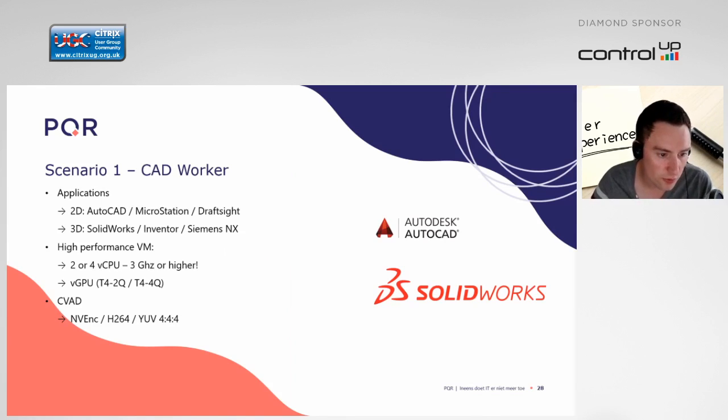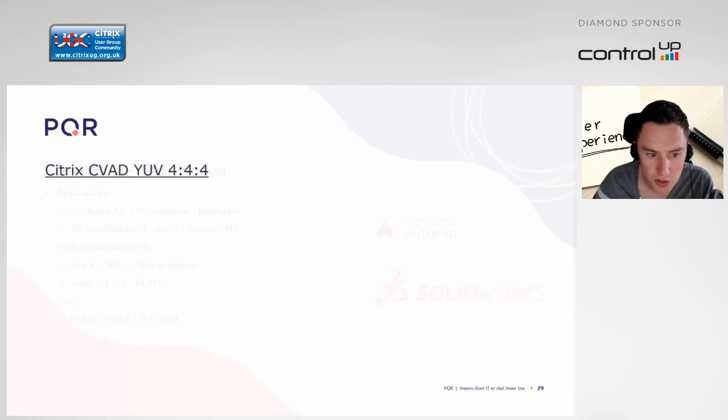You can have 2 or 4 vCPU, depending on the application. But also look at the speed of your CPU. So always use a 3 gigahertz or higher clock speed for those workloads, because they most of the times are still single-threaded and rely on clock speed. And with CFET, we can use NVENC to offload the encoding of H.264 also to the graphics card we added to the mix. All right, so let's start the first video.